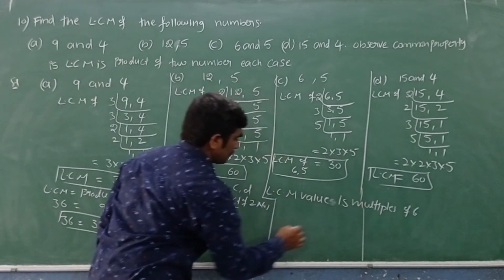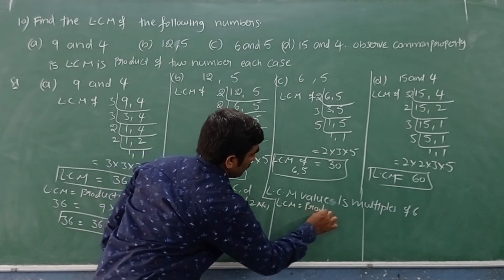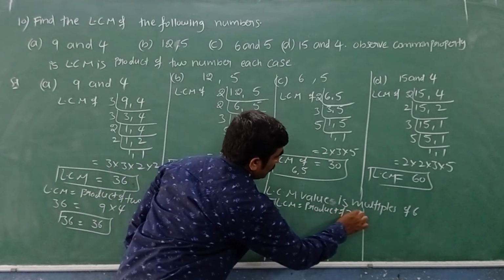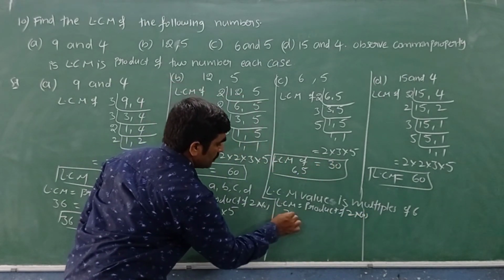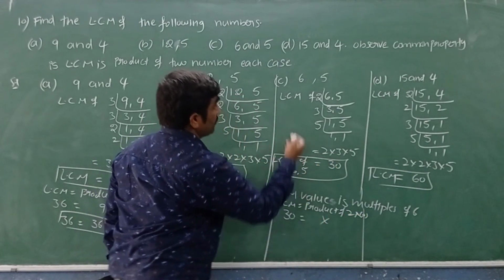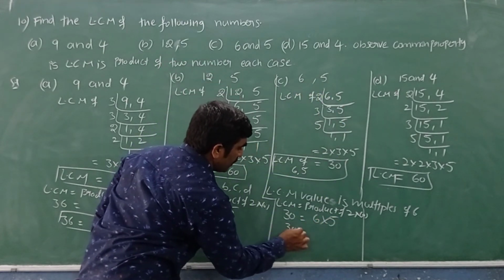Here also let's check now. More two cases. Here we can check whether the LCM is equal to the product of the two numbers or not. Given two numbers, the LCM is 30. We have to check the product of the given two numbers. Yes, I am getting 30, 6 fives are 30.